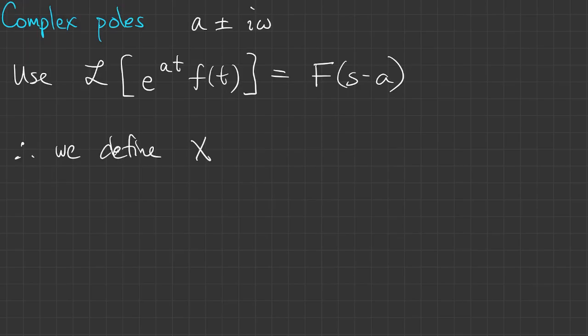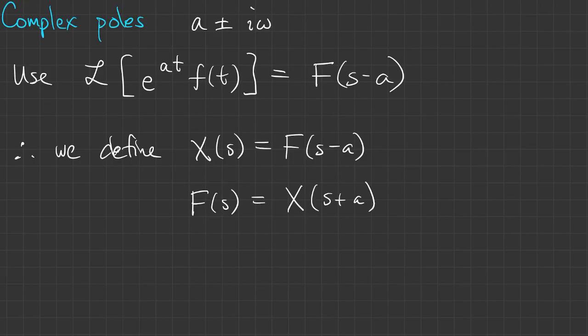So that tells us we should define a capital X with a complex pole pair as a shifted version of capital F, where a is the shift. Then that tells us how to find capital F of s, because we already know capital X. That lets us find little f, and then that lets us find little x. That's our plan.